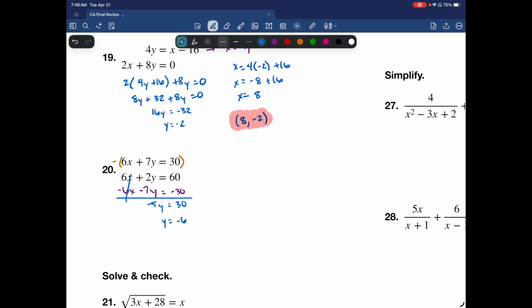It doesn't matter which one. So let's say I got 6x plus 7 times negative 6 equals 30. And again, it doesn't matter which one of these you plug into. You get the same answer. So you got 6x minus 42 equals 30. 6x equals 72. X equals 12. So you got 12, negative 6 for your answer.